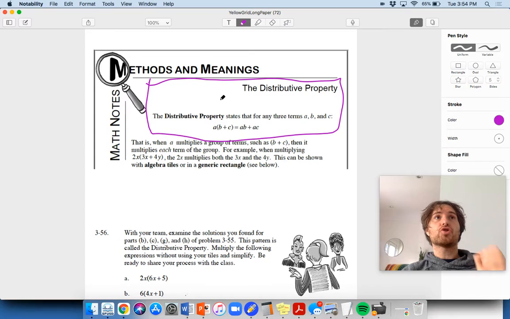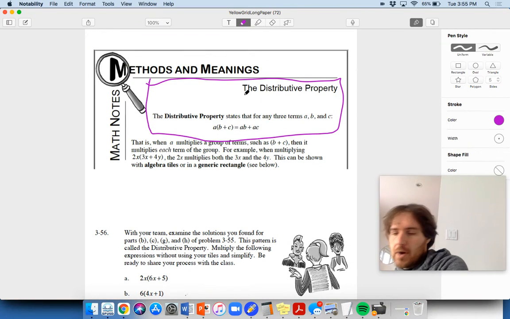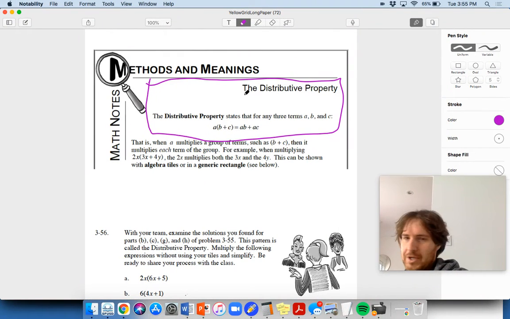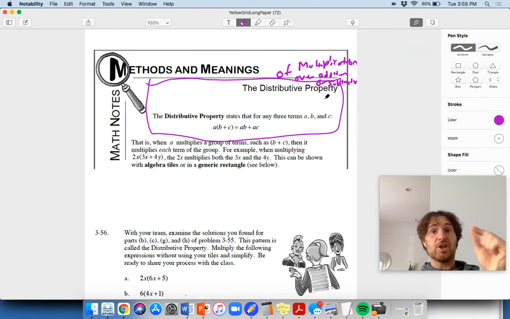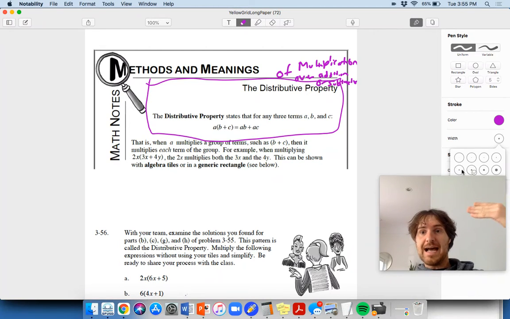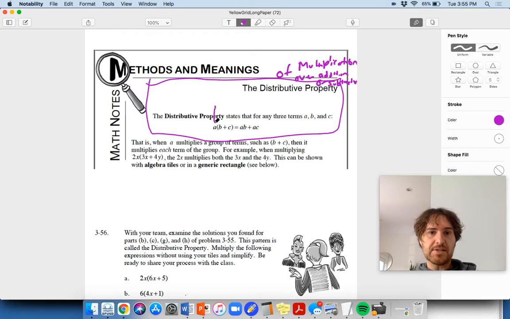And the distributive property actually has a longer name. They don't actually write the name of the distributive property here. It's the distributive property of multiplication over addition or subtraction. Put this in your notes. The idea is that if I have a number directly on the outside of parentheses, it's going to distribute over the addition happening on the inside of the parentheses.